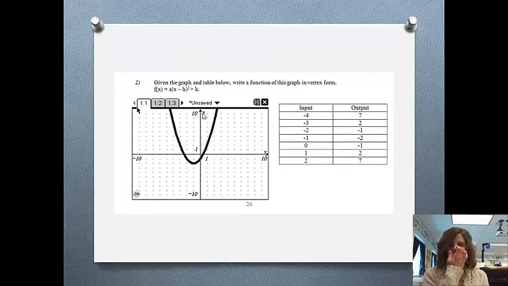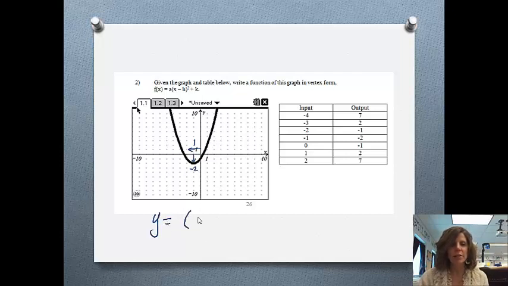Right, problem 2. Again, we're given the graph and we want to figure out what equation would lead to that graph. So the first thing I'm going to do is find the vertex. It looks like I'd have to go to the left 1 and then down 2. Okay, so I'm going to put y equals.